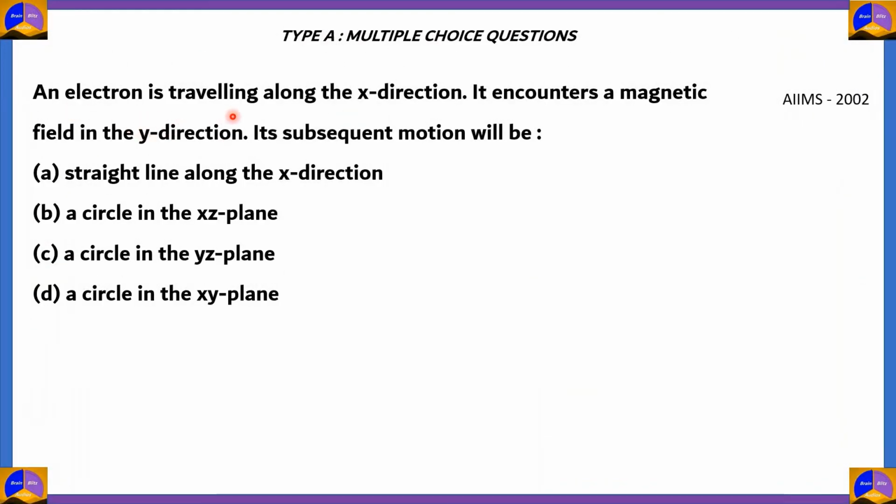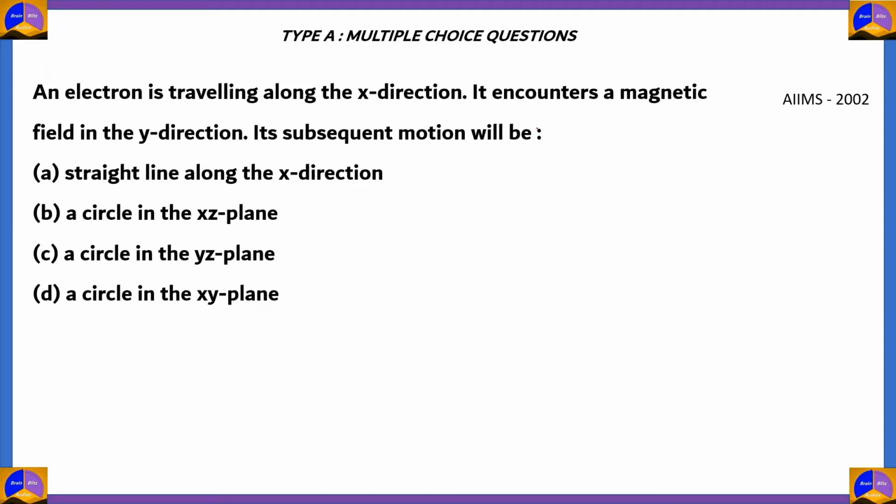An electron is traveling along the x direction. It encounters a magnetic field in the y direction. Its subsequent motion will be: a, a straight line along the x direction; b, a circle in the xz plane; c, a circle in the yz plane; d, a circle in the xy plane.